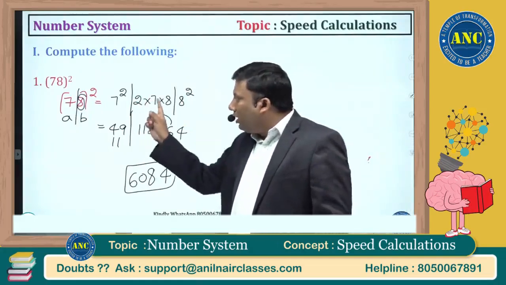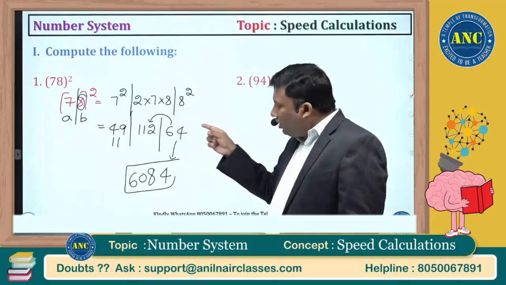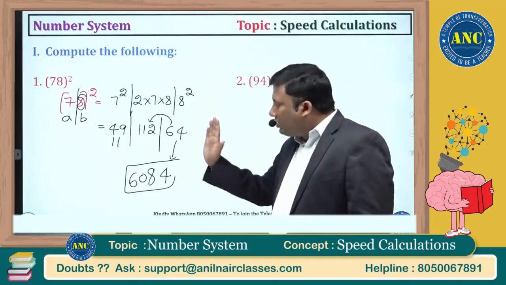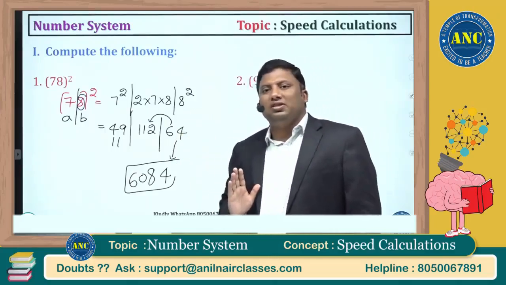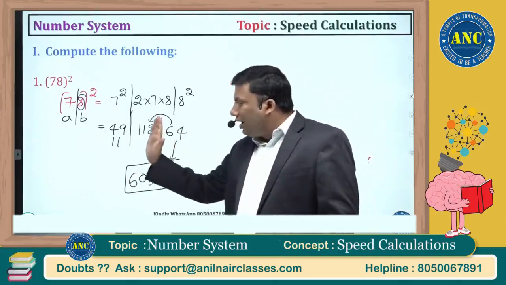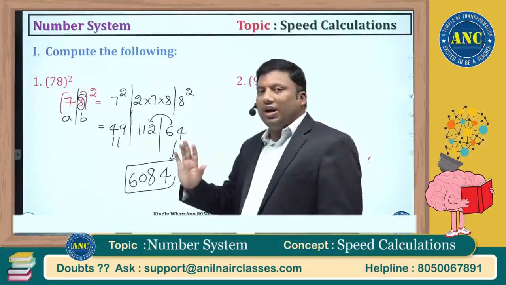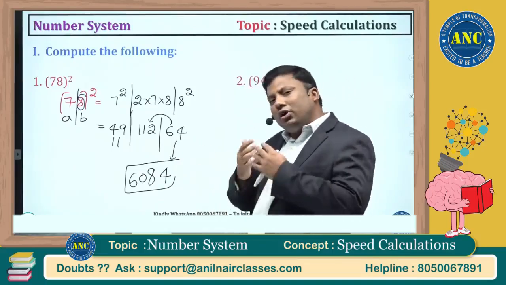A square, 2ab and b square: 49, 112 and 64. 64, write down 4. 6 carried. 112 plus 6 is 118. What is the unit digit in 118? 8. 11 carried. 49 plus 11 is 60. 6084.